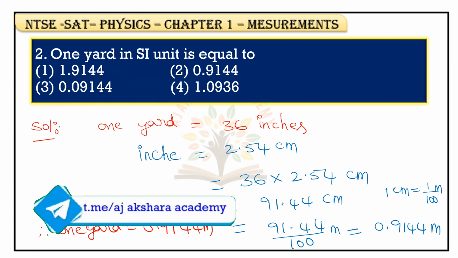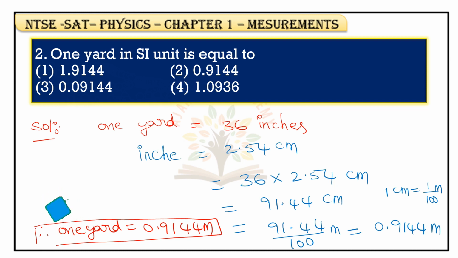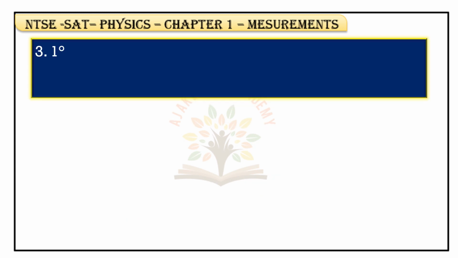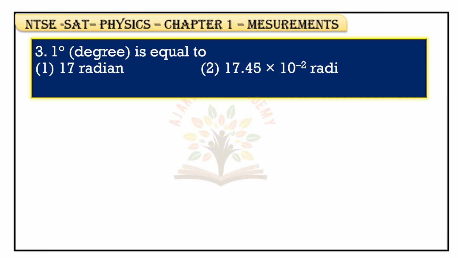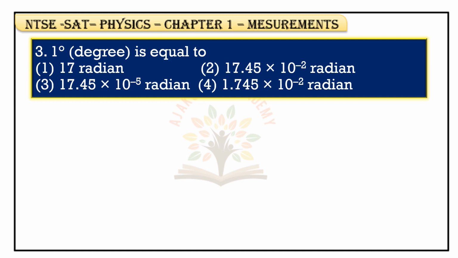0.9144 meters. Okay. So in this, which option is correct? Second option is correct. So 1 yard in SI unit is equal to 0.9144 meters. Okay. Next, 1 degree is equal to how many radians? Now discuss. Let us go to the solution.